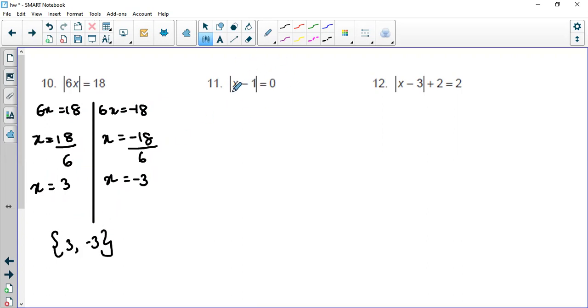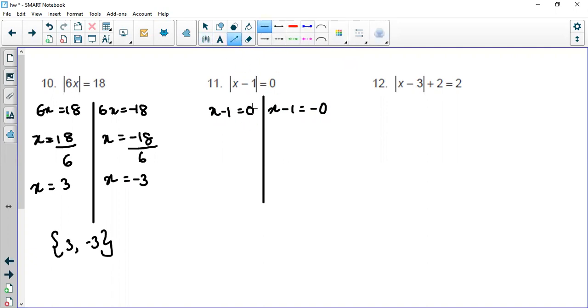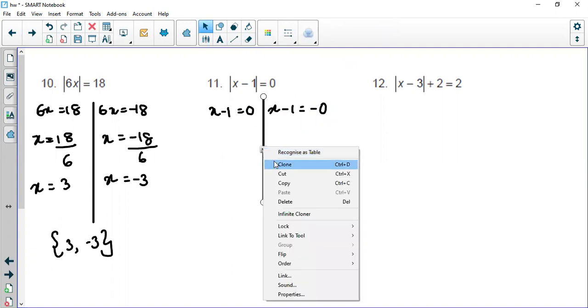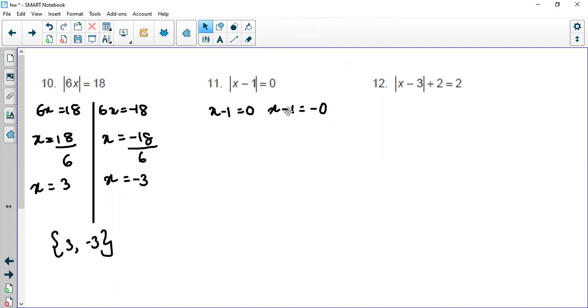Okay, so here again we don't have anything to solve, right? So we give the two equations. One equation is going to be x minus 1 equals 0, right? Now, do we give this equation as x minus 1 equals negative 0? If you remember what we studied in the previous lesson, if the absolute value equals 0, that means that equation will have only one answer. So why are we going to give two values to this, right?